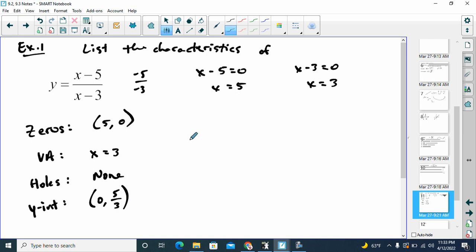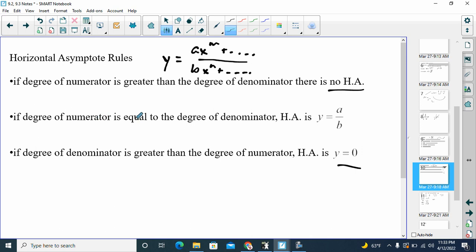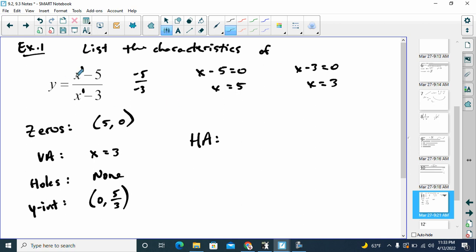And the horizontal asymptote, we check the degree of the top and the bottom. The degree on the top is 1. That's the highest power of x. On the bottom is also 1. If the degree in the numerator is equal to the degree in the denominator, we do y equals a divided by b, where a and b are the leading coefficients of the numerator and denominator. So we need to divide the leading coefficients, which are 1 divided by 1. My horizontal asymptote is the line y equals 1.